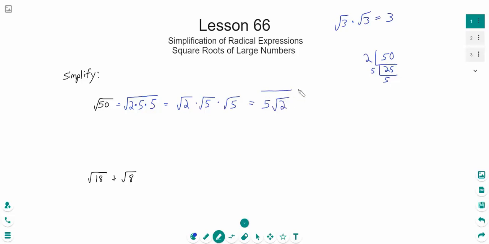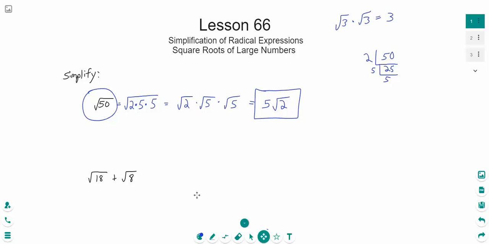So that is the simplified version of the square root of 50. They represent the same value. We haven't changed the value at all, but we have changed the appearance, and we've simplified the square root. We've made the root part of this expression smaller. All right, so now let's apply that to larger expressions.